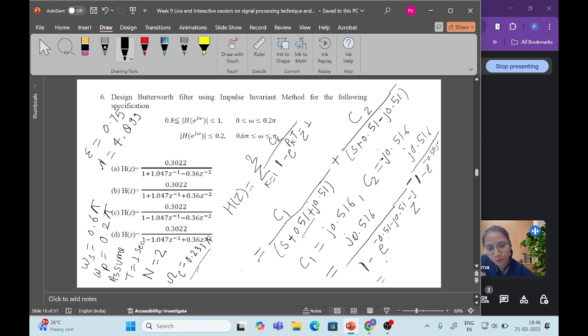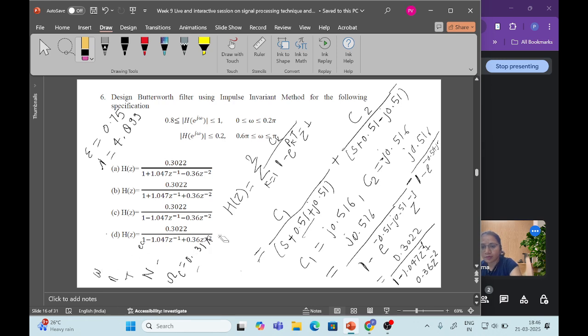So further by solving you will get 0.3022 divided by 1 minus 1.047 Z inverse plus 0.36 Z to the power minus 2. If you further calculate it, you will get these values. So from here you can check which option is correct. This is the whole method of how to solve this type of problem.